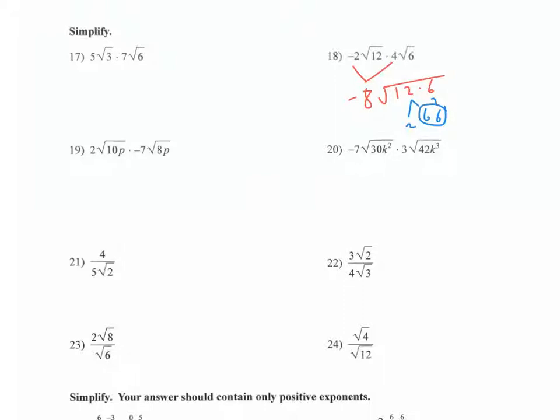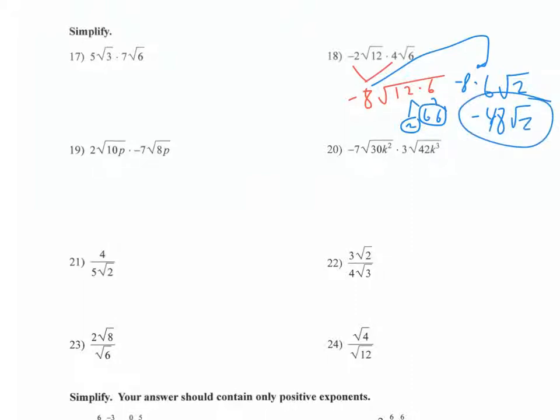So the twins are going to go outside. Now, this loner 2 is going to stay in the house, and then the 6 will go outside. But since we already had the 8 there, it's got to be negative 8 times 6. So it's actually going to be negative 48 times the square root of 2.